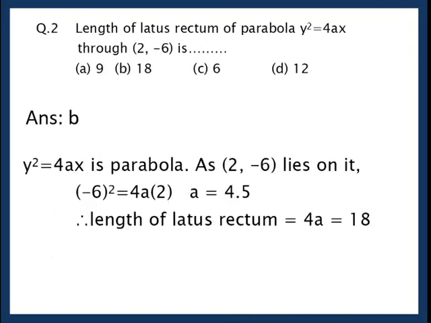Next one, length of latus rectum of y square equal to 4ax through 2, minus 6 is. Now we want to find the value of a. For that, point on the parabola is given. If a point lies on the parabola, coordinates will satisfy the equation, and therefore substitute the values to get a as 4.5. Now what is length of LR? It is 4a, that is 18. So the correct option is B, Bombay.